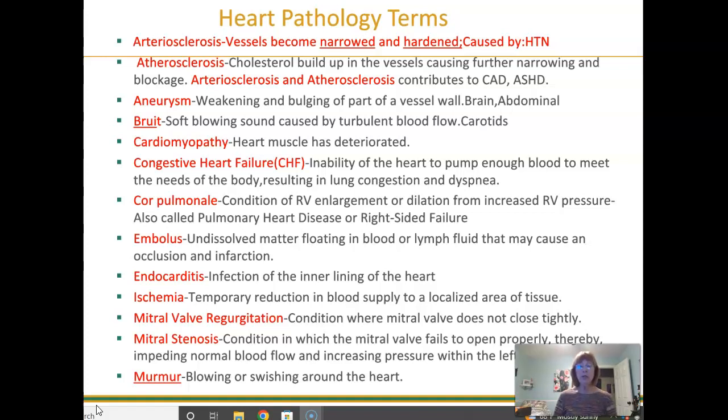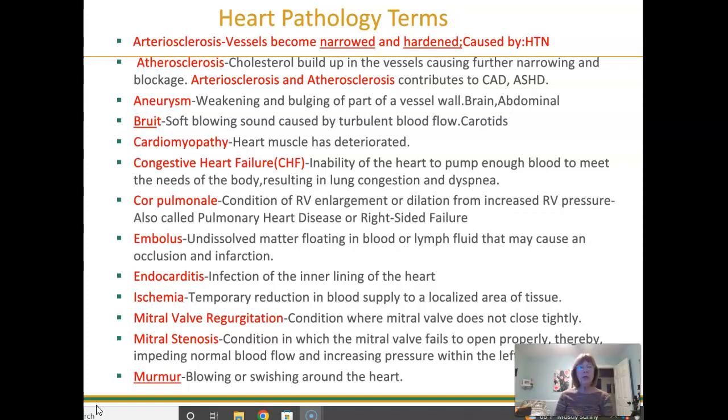Mitral valve regurgitation, I mentioned that earlier. That's where that bicuspid valve is floppy, and when the ventricles contract, the blood comes back up through there, and it's not supposed to do that. And if it gets really bad, they have to do surgery, a valve replacement.